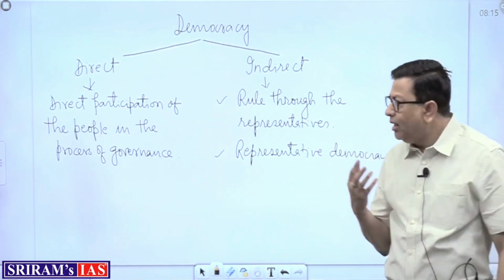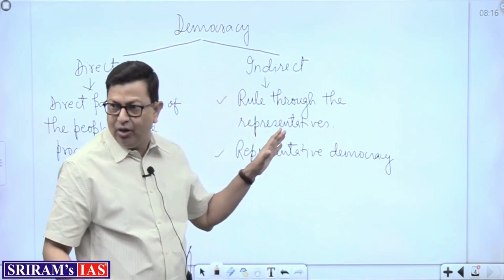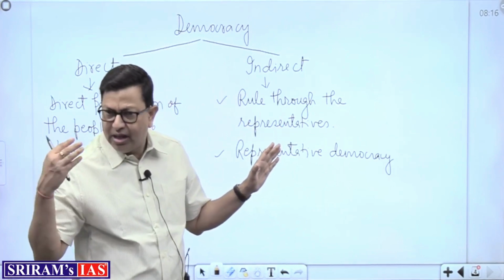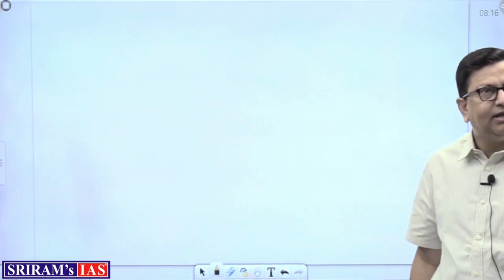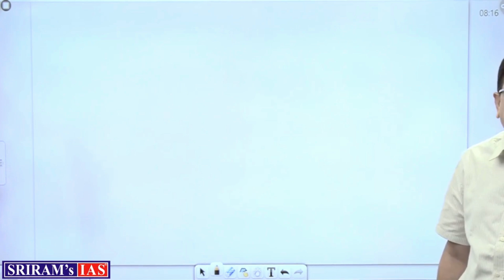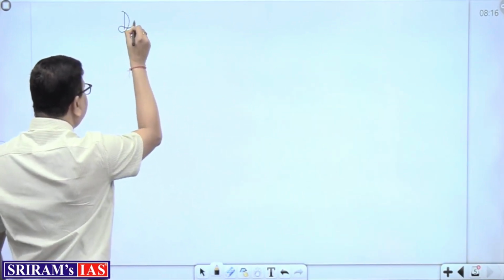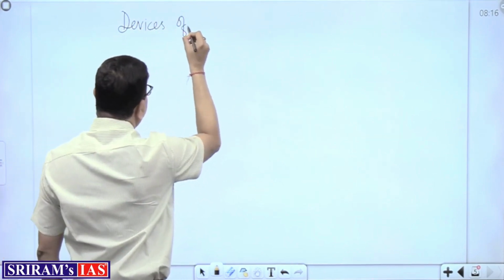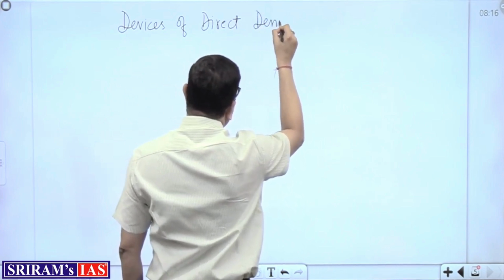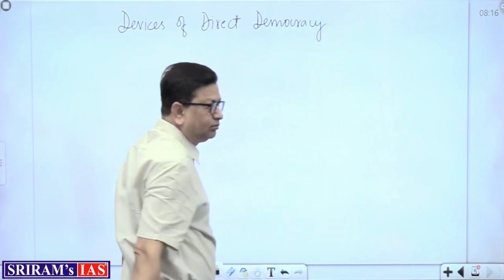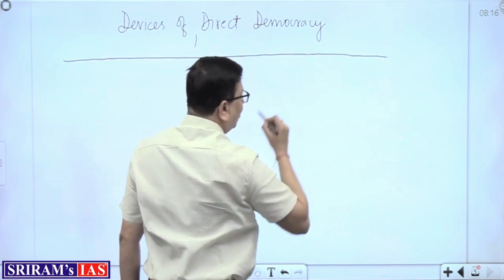But many of us may not be aware that how direct democracy really works, because we have not seen the working. Here we have seen the working. We elect our representatives, then after that we are busy in our own work. After 5 years again we elect our representatives. Now here as a political system, we are concerned about the way in which the direct democracy works, because such type of questions may be asked in the prelims examination. So what are the devices of direct democracy? It is important from the prelims point of view.